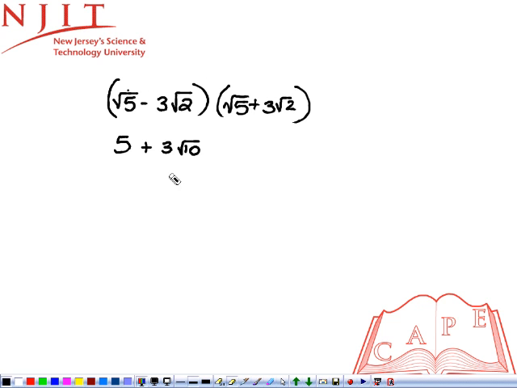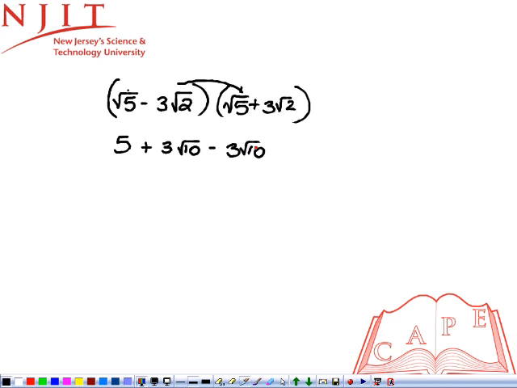Okay, so now let's move on to the second term. We have minus 3 radical 2 times radical 5. So that's going to give us a minus 3, because there's no other whole numbers there, times the 2 radicals multiplied together, which just simply gives us radical 10.